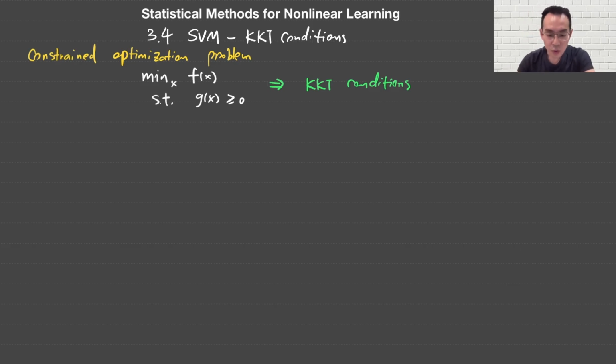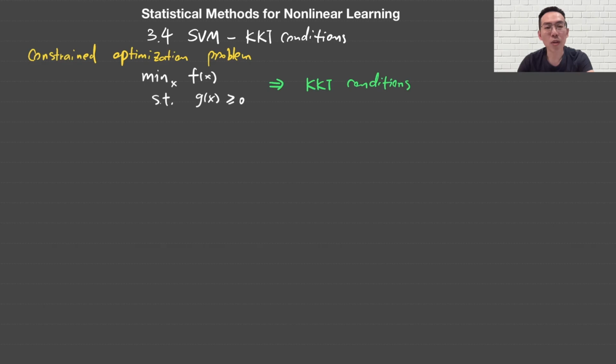So first, let's talk about KKT conditions in general as a property for the optimization problem. Suppose we are given this constraint optimization problem here. We want to minimize function f of x with respect to x. Then we also have the constraint of g of x greater or equals to 0. So that is the general optimization problem that can lead to the KKT conditions.